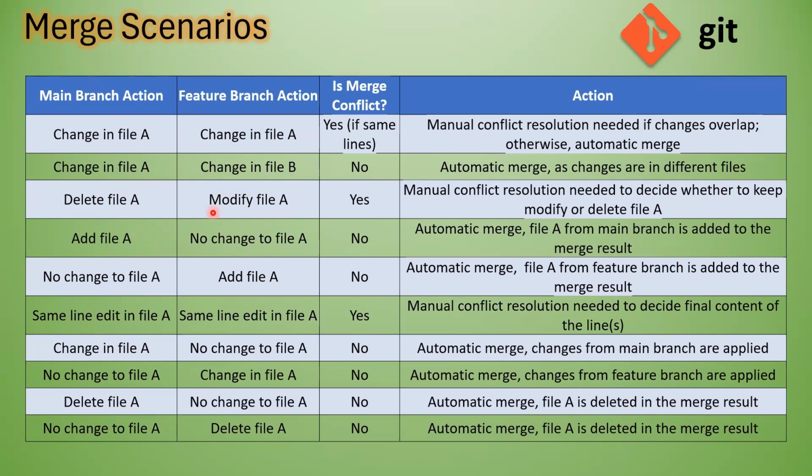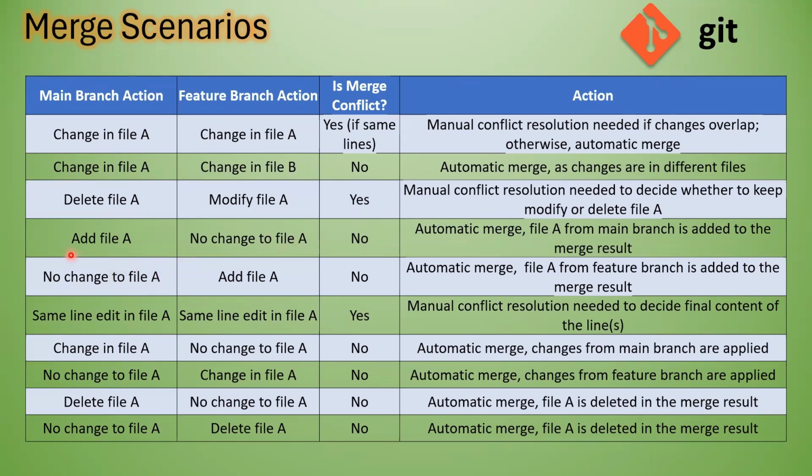Delete file A, modify file A. Now again, in the main branch, you are deleting the file, and in the feature branch, you are modifying that file. If you do the deletion, the person who made the change in the feature branch will lose his changes. Whereas if you accept the modified file A, then the person in the main branch who deleted that file will think it is deleted, but it will still have the modified content of file A. So in that scenario, you need to resolve the conflict by human or manual intervention.